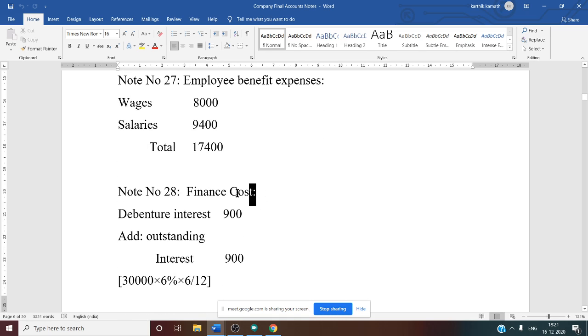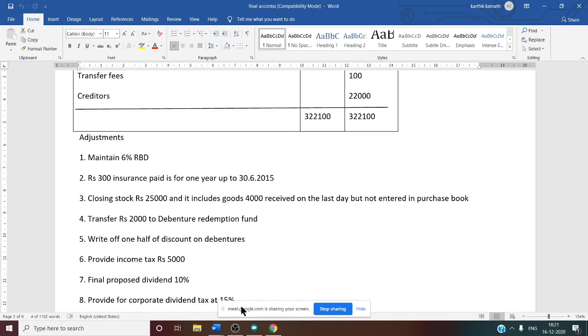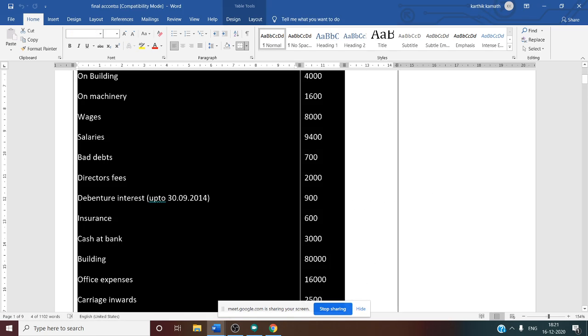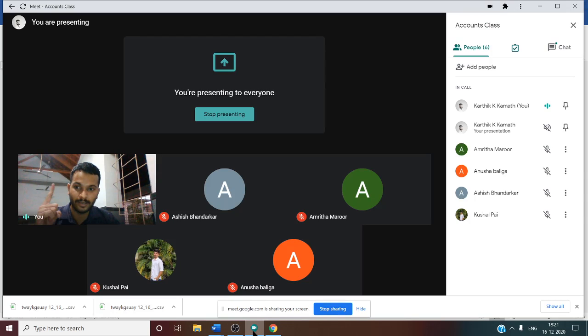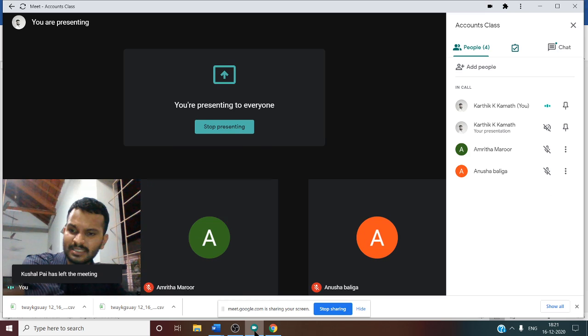Then note number 28 is finance cost. Finance cost, if you see, is the debenture interest. For this, we have to see the question once again. See this debenture interest, here they have given debenture interest up to 39 2014, 900, but we want debenture interest for 1 year. One year's debenture interest we want. That is why 900 is for 6 months, and the remaining is 900. So the remaining 900, how to calculate? 6 months is 900 means, of course, the remaining 6 months is also 900, isn't it?